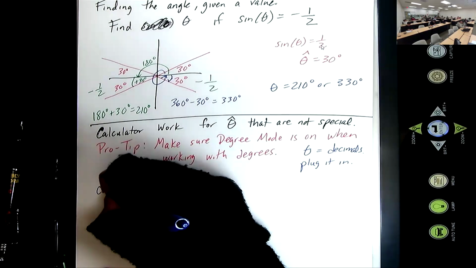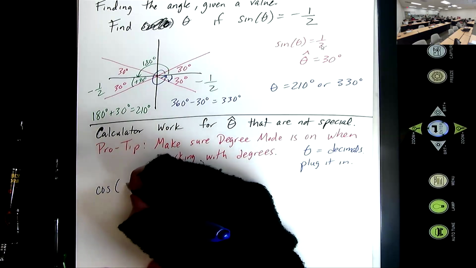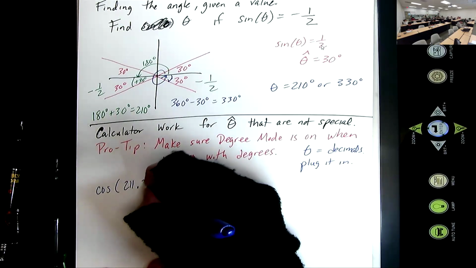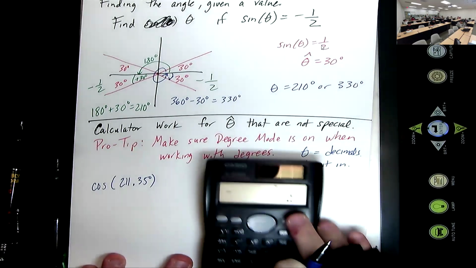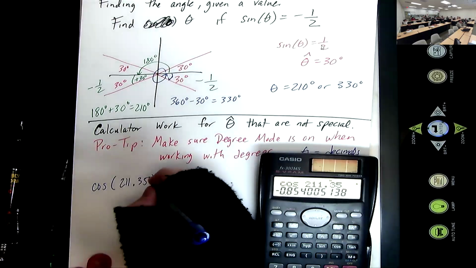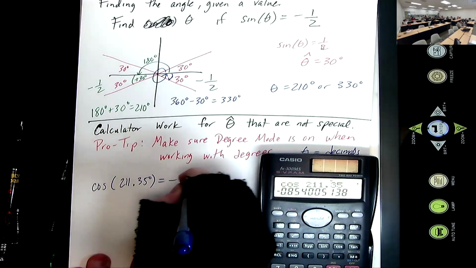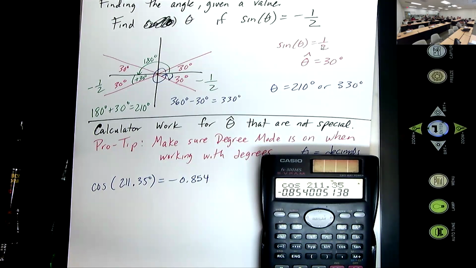Like if I have cosine of 211.35 degrees, assuming you're using a scientific calculator, cosine 211.35 degrees, I get -0.854. Straightforward calculator work for a decimal angle.